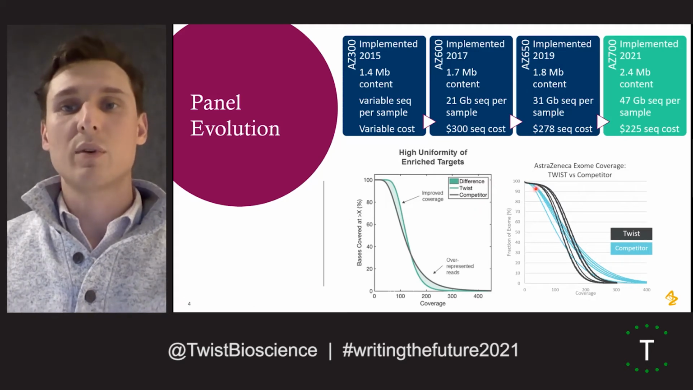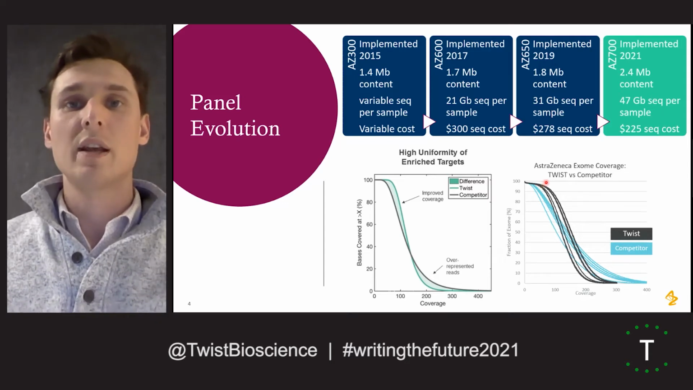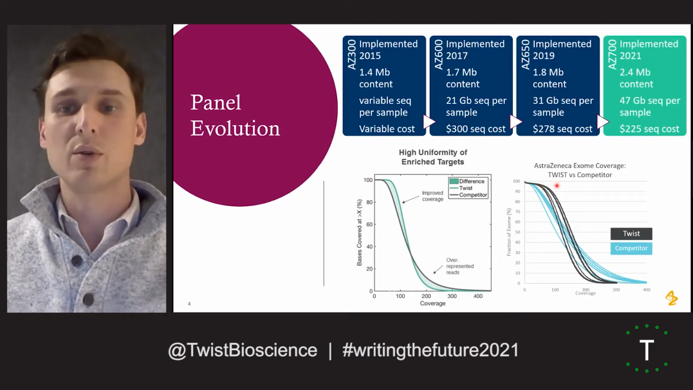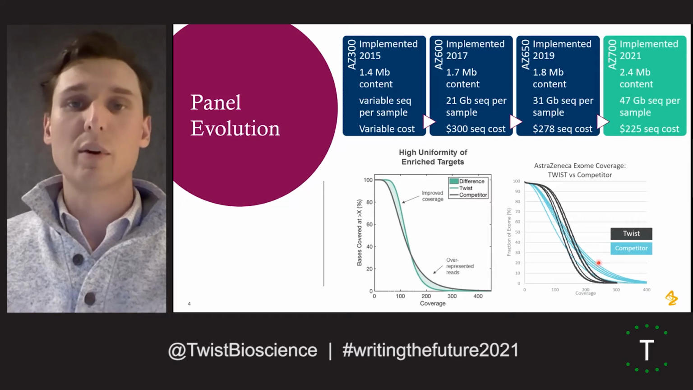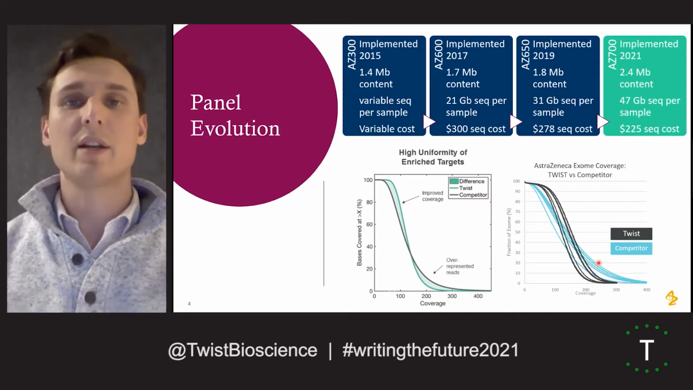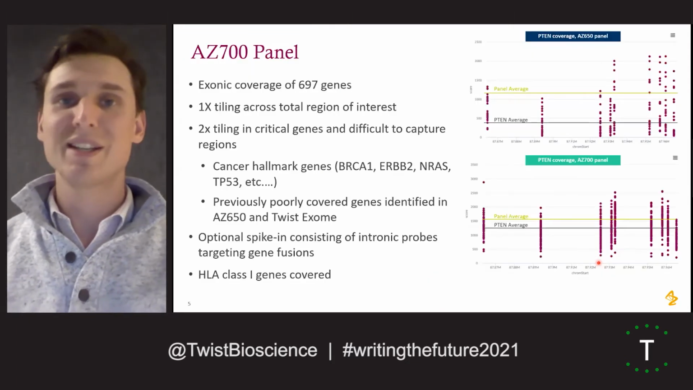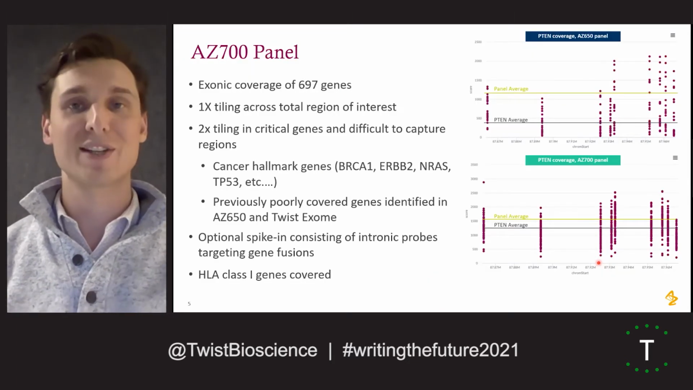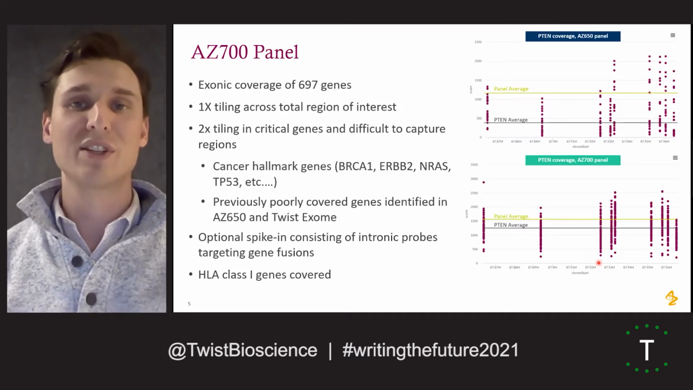We saw that for the exomes where we were trying to achieve 100x coverage, we had nice uniform even coverage to 100x, and then we were also showing a decrease in the long tail of overrepresented reads. So with that in mind, I'll talk a little bit more about the AZ700 panel. It's not actually 700 genes exactly, it's 697, but AZ697 just doesn't roll off the tongue quite as nicely.